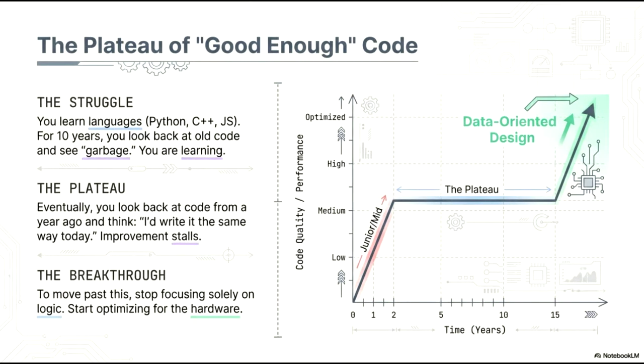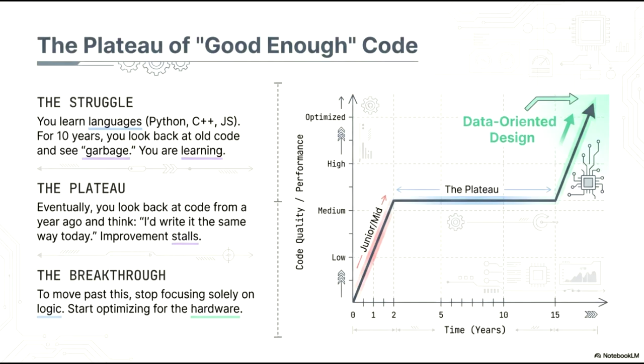In professional software engineering, we often observe a phenomenon known as the plateau of good enough code. This journey typically begins with the struggle, a period spanning the first few years where you are actively learning languages such as Python, C++, and JavaScript. During this time, you often look back at your old code and recognize it as garbage, a vital indicator that you are still learning and evolving.